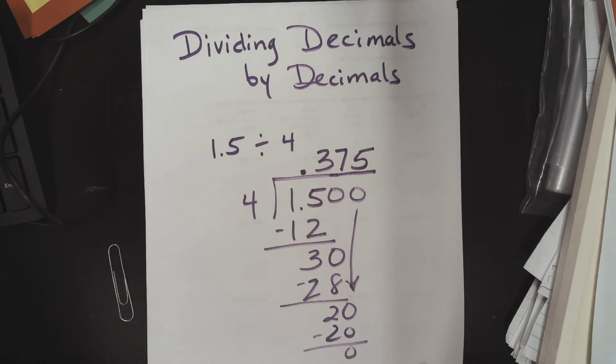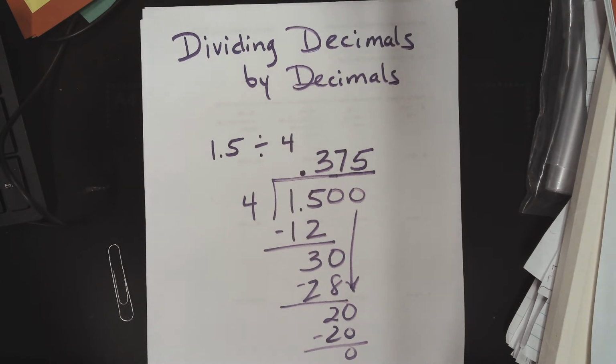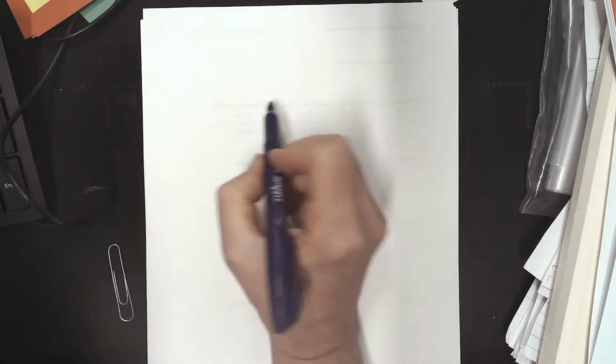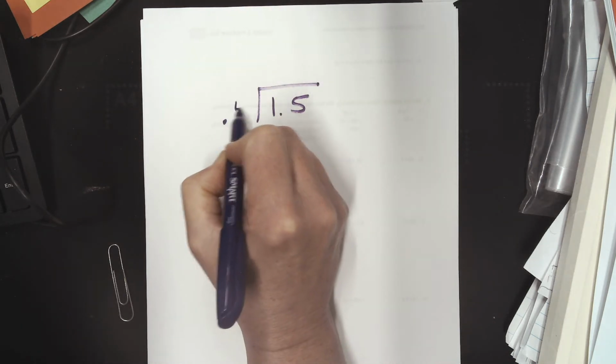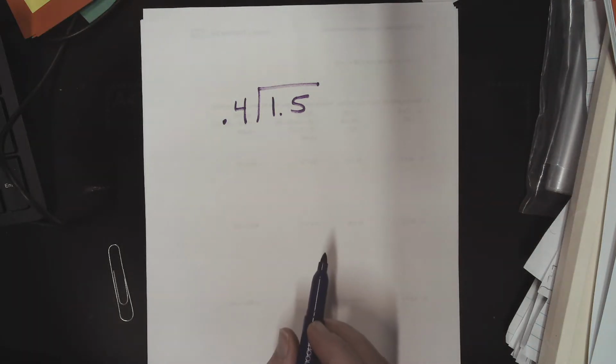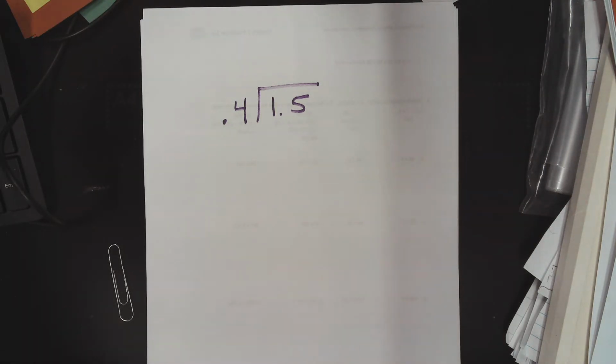Okay, now it's going to be a little different, but barely. Instead of 1.5 divided by 4, we're going to do 1.5 divided by 0.4. That's the difference. When we're dividing by a decimal, we're going to use multiplication to change the divisor to a whole number. If we multiply something on one side, we have to do it on the other. Always in mathematics, we're balanced.